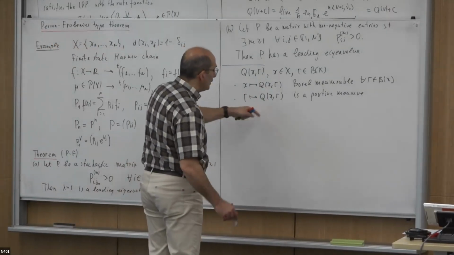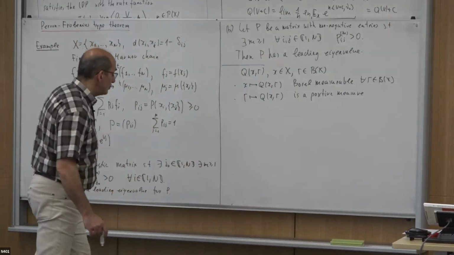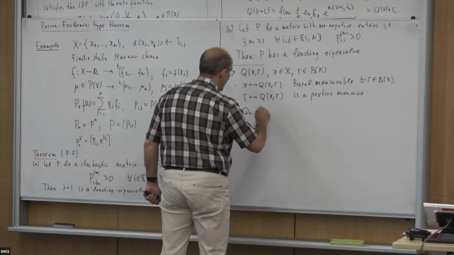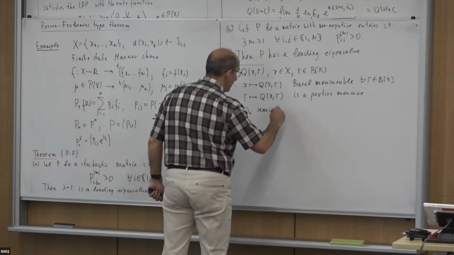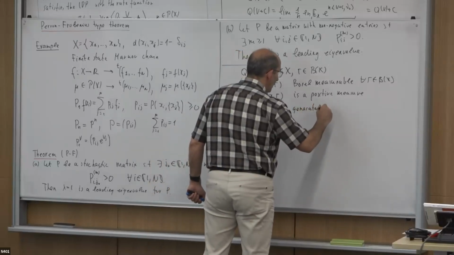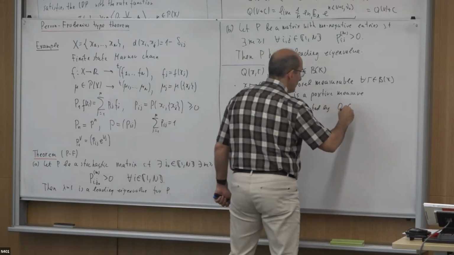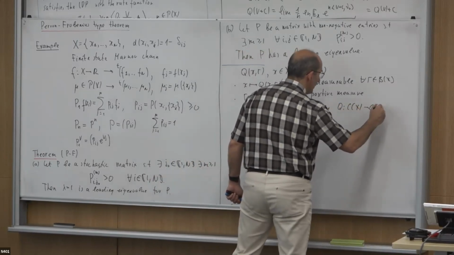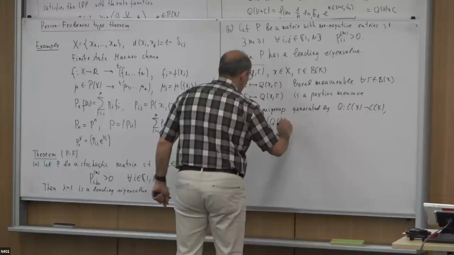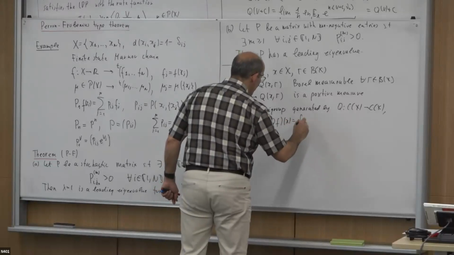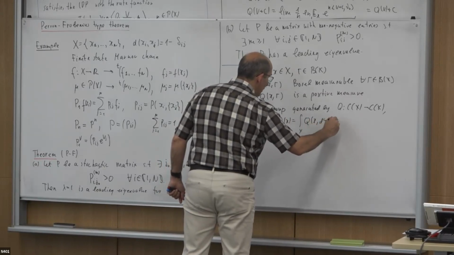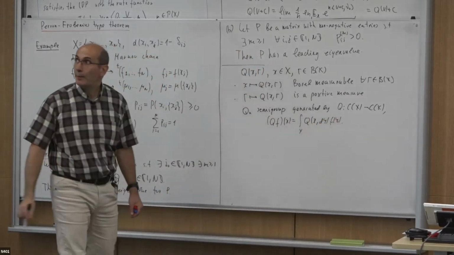So with this Q, I can associate the semigroup. I denote by Q^n the semigroup generated by Q, which acts on the space of continuous functions by exactly the same formula as a Markov semigroup: Q f at the point x is equal to the integral over X of Q(x, dy) f(y). And here is the theorem.